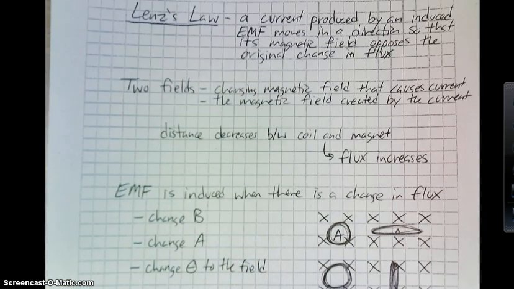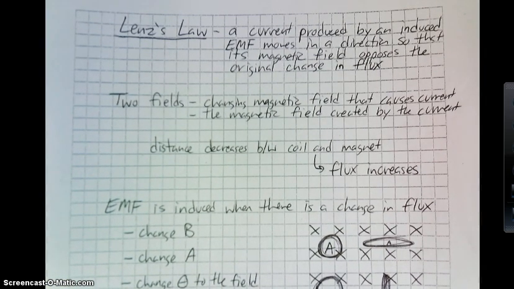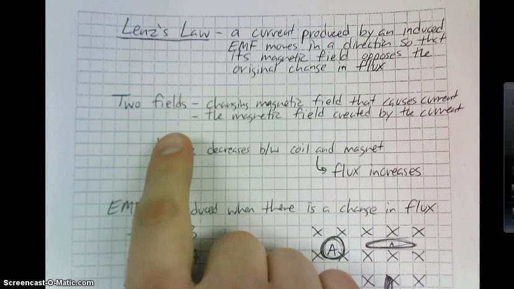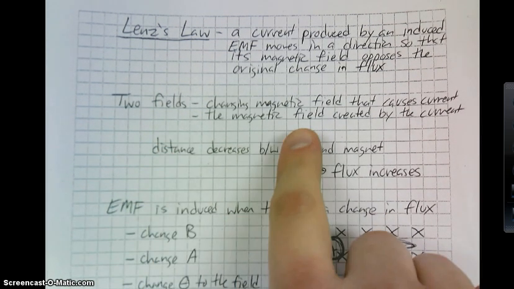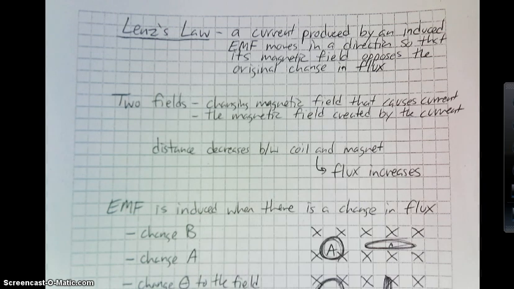All right, so that's Lenz's law. A current produced by an induced EMF moves in a direction so that its magnetic field opposes the original change in flux. So why exactly does that happen? Well, there's really just two fields. You have the changing magnetic field that actually causes the current, and then the magnetic field that is created by the current fights against it.